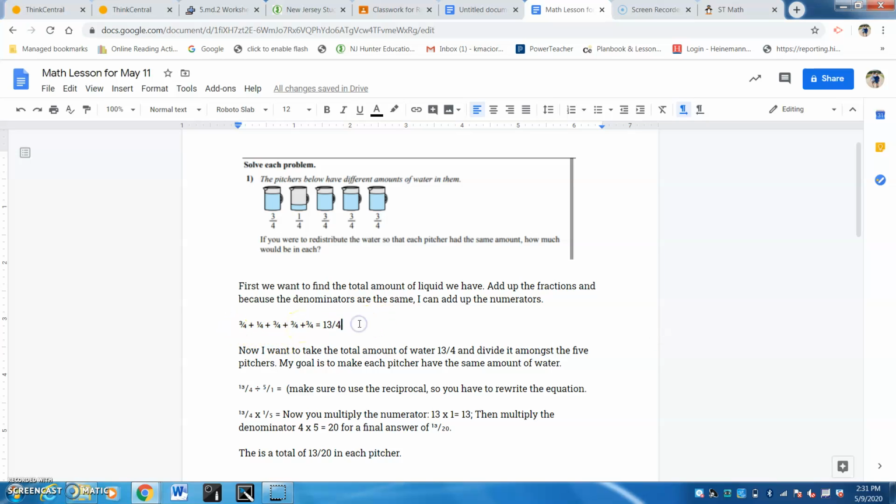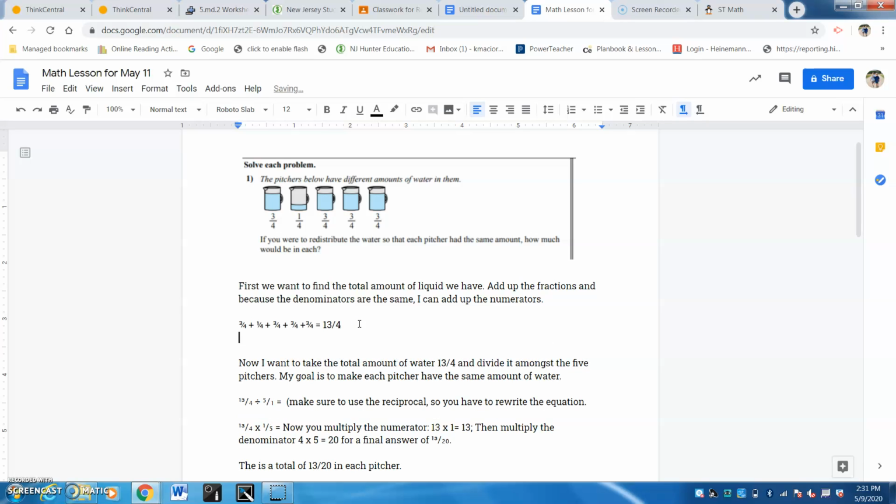Now here, like I said, I added up all of the numerators because the denominators were the same. I could have also, some of you may have seen this, multiplied 3 times 4, and I'll put that in parentheses, and then added 1/4 more, or 1 more, for a total of 13. Okay, and because the denominators were all the same, I could have easily found the total amount of water with these two separate equations.